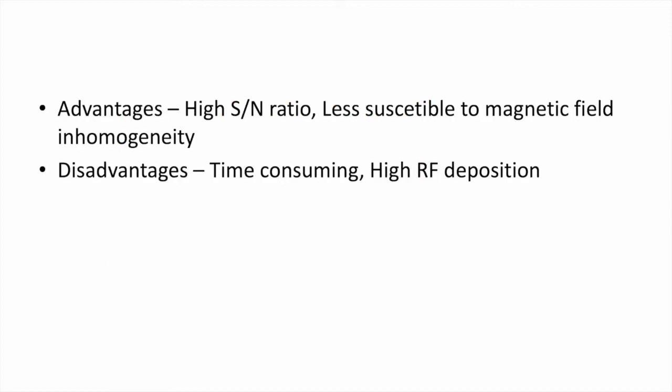The advantages of spin echo sequence is that it has a high signal to noise ratio and is less susceptible to magnetic field inhomogeneities. The disadvantage is that it is time consuming and it also results in high RF deposition because for each signal produced we use two pulses, one 90-degree and one 180-degree pulse.